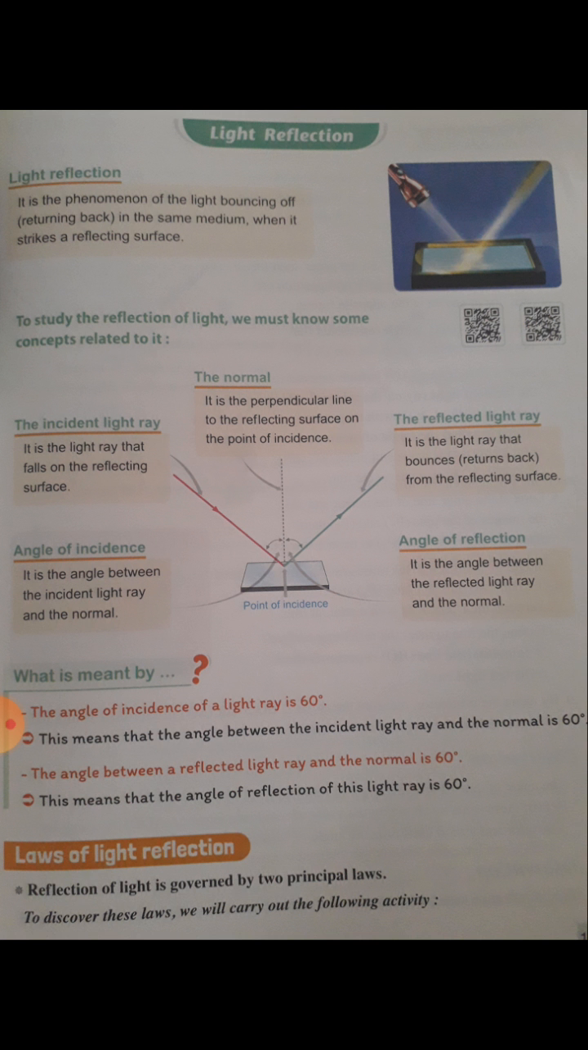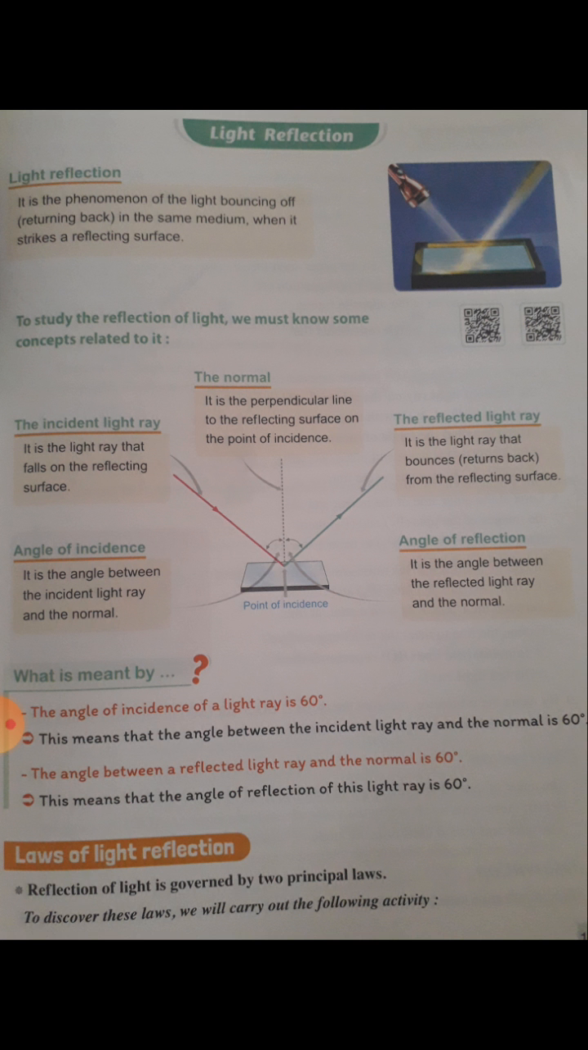And here pay attention that the angle of incidence is the angle between the incident light ray and the normal, while angle of reflection is the angle between the reflected light ray and the normal.